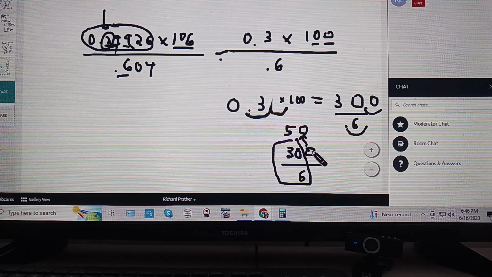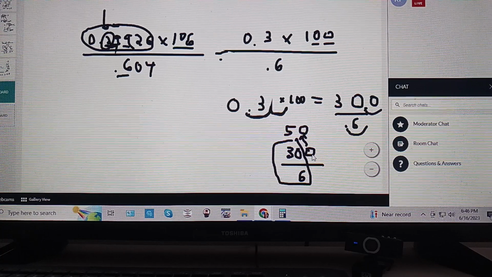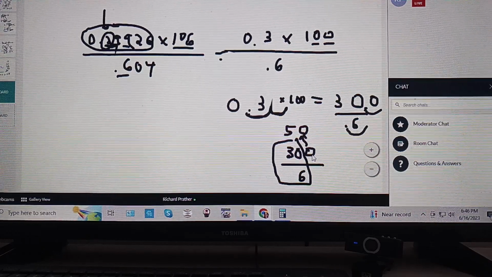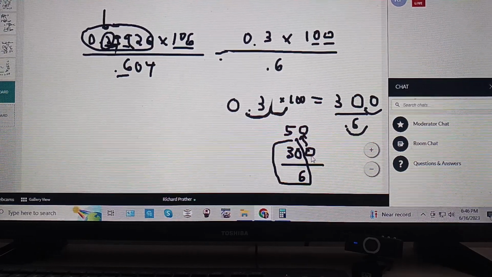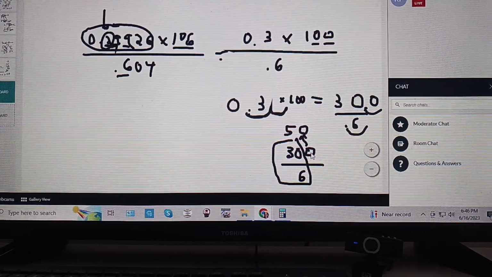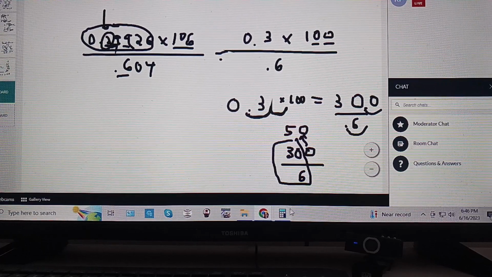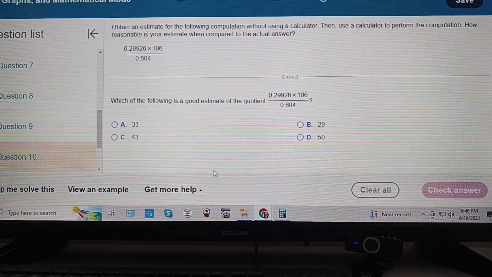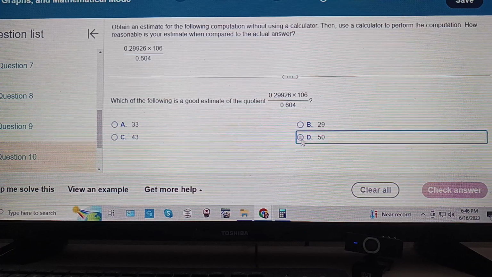So if I type it in my calculator and I'm not anywhere close to 50, if I get something like 4.8 or 497, I'll know that must be some kind of typo because the answer should be reasonably close to 50. And see, that's one of the choices. 50 is one of the choices. So which of the following is a good estimate? 50 is.